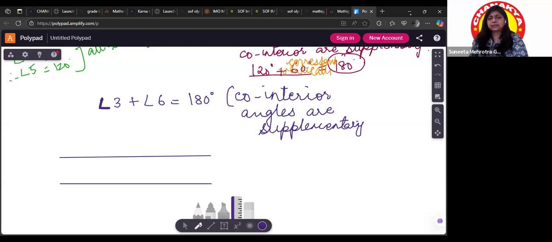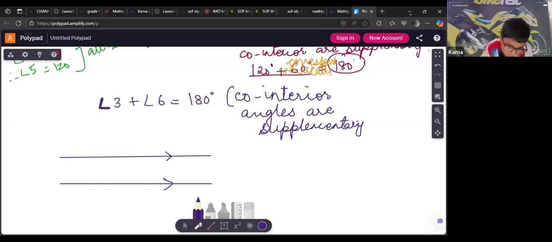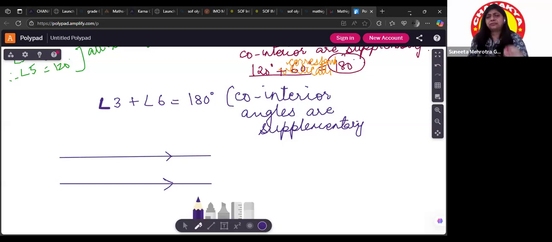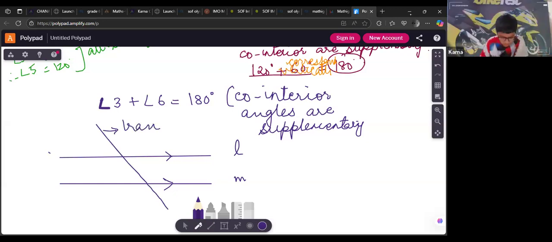If two arrows are made between the lines, it means these are parallel lines. Whether or not it is written in the question, if the arrow sign is there on the lines, it means these two lines are parallel. Line L and line M are parallel. The third line which intersects these two lines is said to be the transversal.